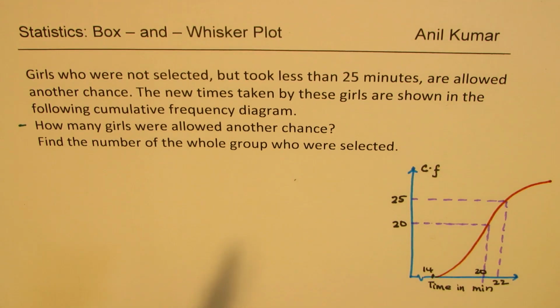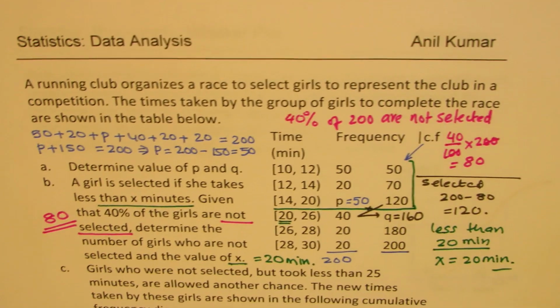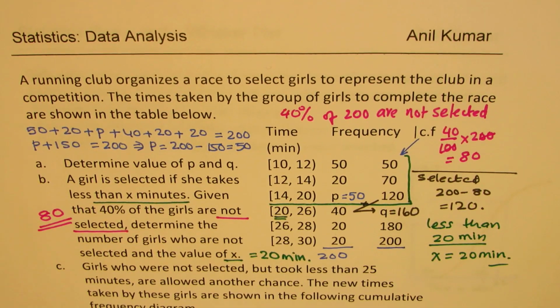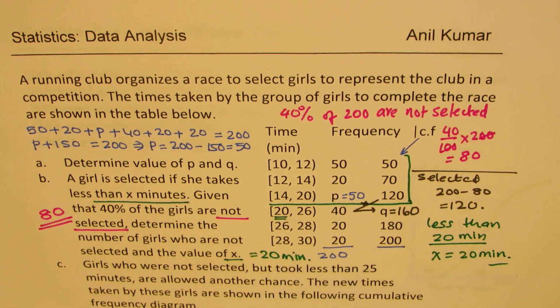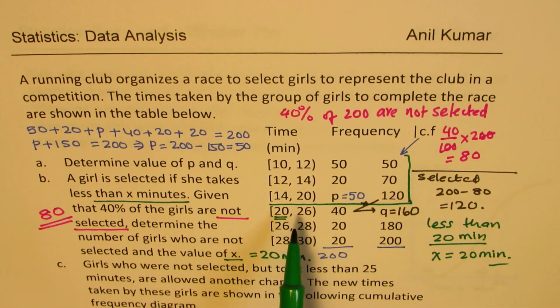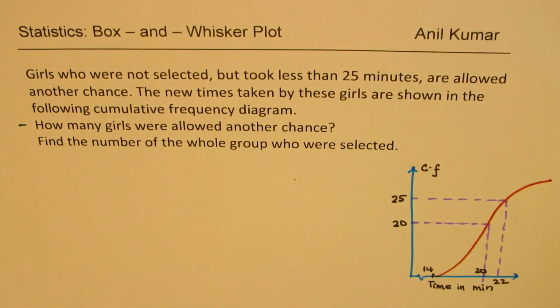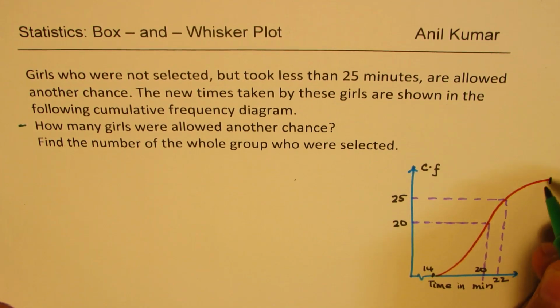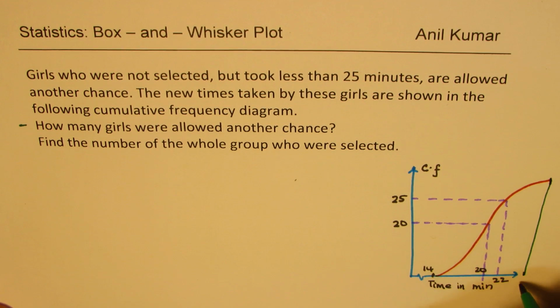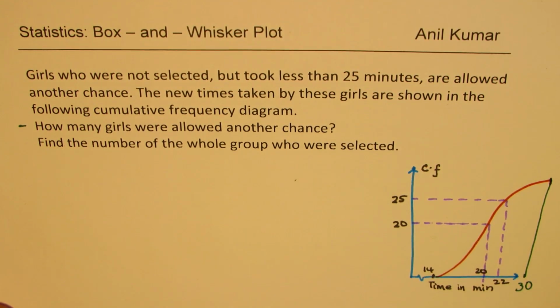So what we are trying to say here is those who did less than 20 minutes, so let's get back to our original data. So they were selected, right? Now we're looking into those which are below 25 minutes, right? So the point given to us here is for 30. Okay, so that is 30. So that should help us.